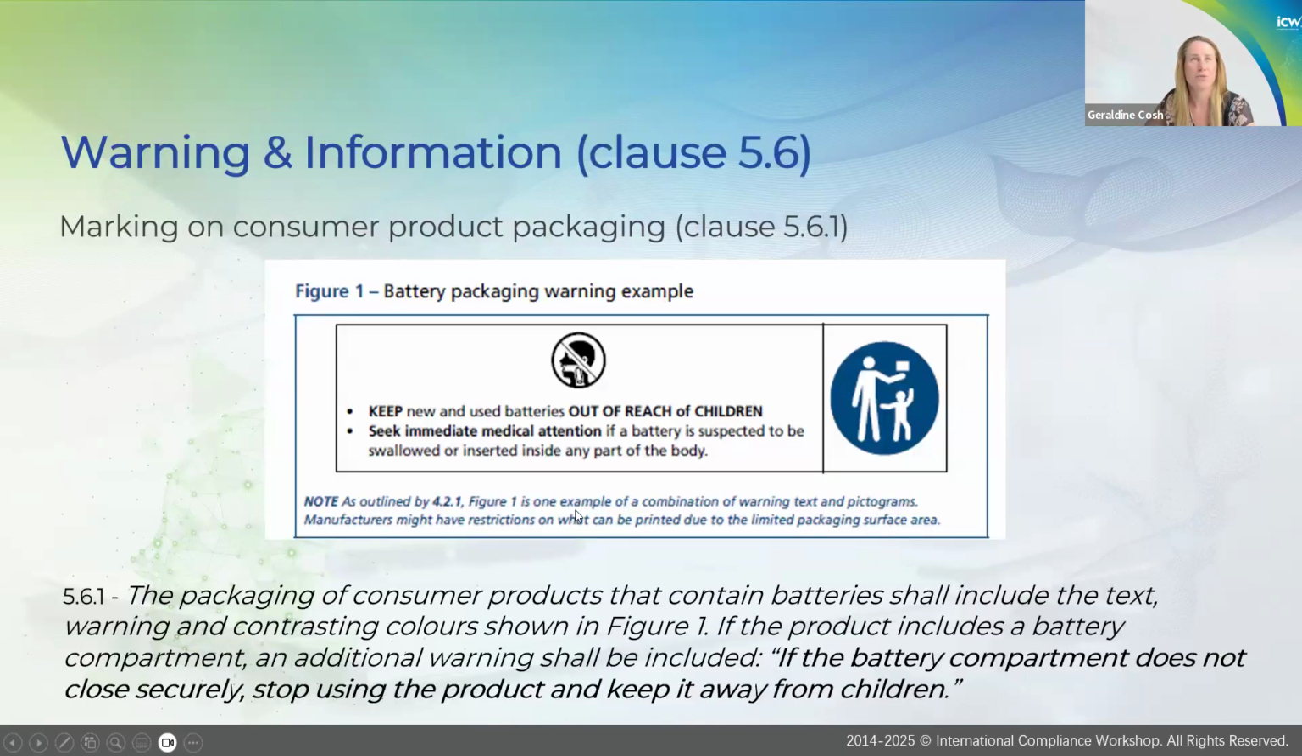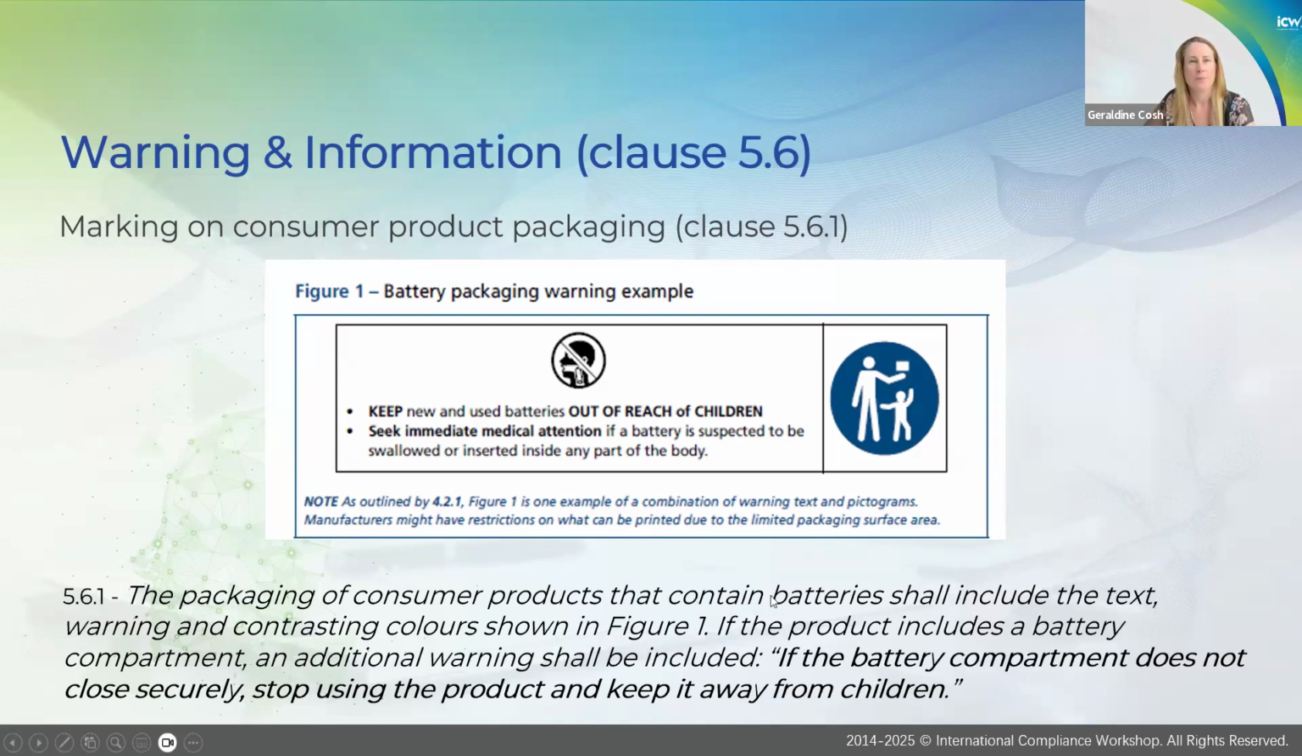So let's take a look at the warning and information in 5.6. So the marking on the consumer product packaging, Figure 1 here, I just want to highlight something. This is an example of a combination, and kind of considered the minimum that you should have in there. So getting the message across to the consumers. The information in there is an example.